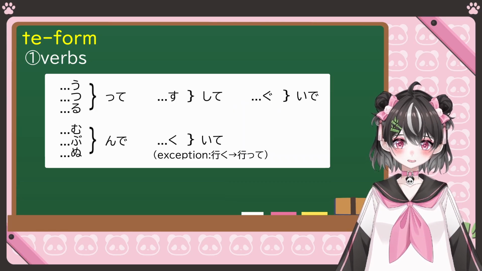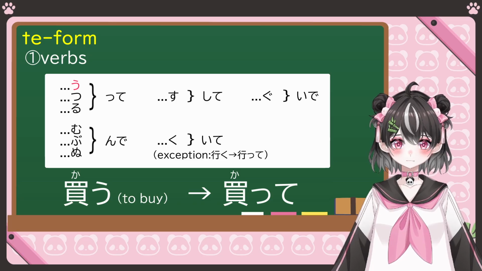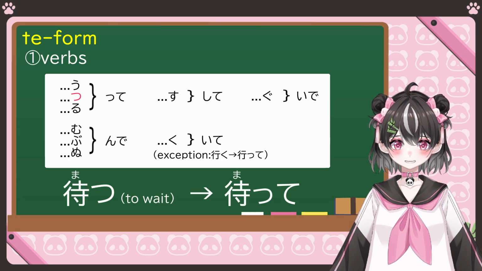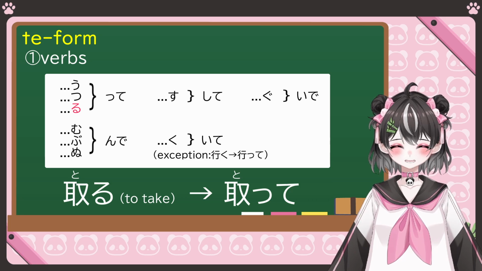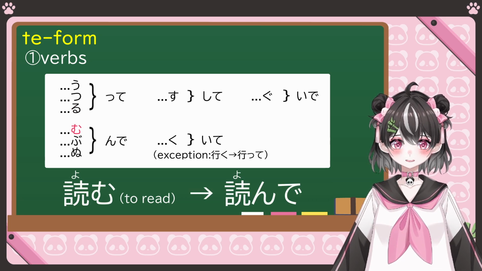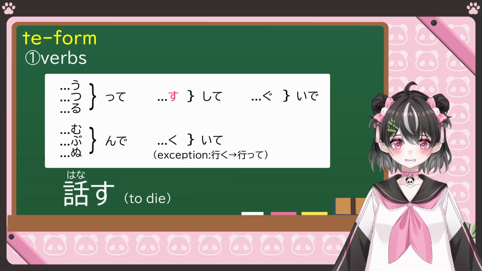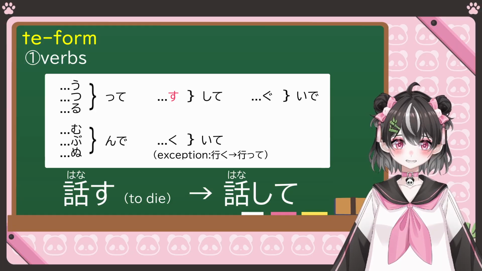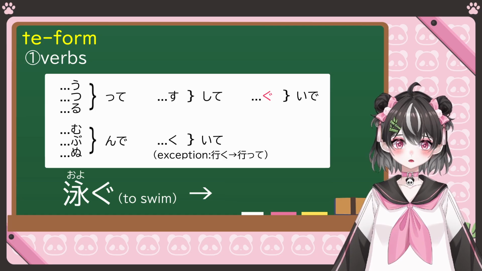Let's look at each pattern with examples. 買う becomes 買って. 待つ becomes 待って. 取る becomes 取って. 読む becomes 読んで. 飛ぶ becomes 飛んで. 死ぬ becomes 死んで. 話す becomes 話して. 書く becomes 書いて. 泳ぐ becomes 泳いで.